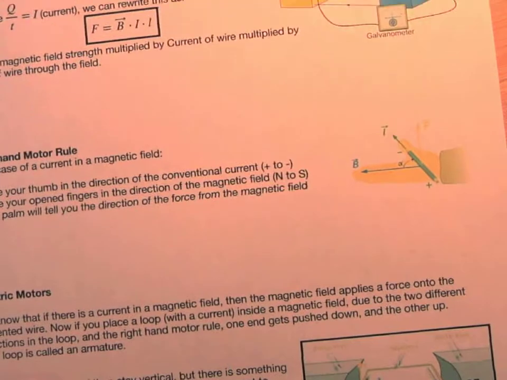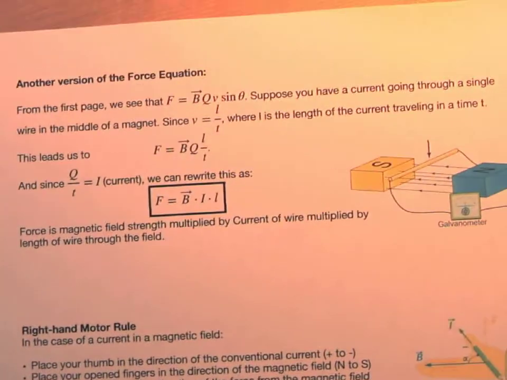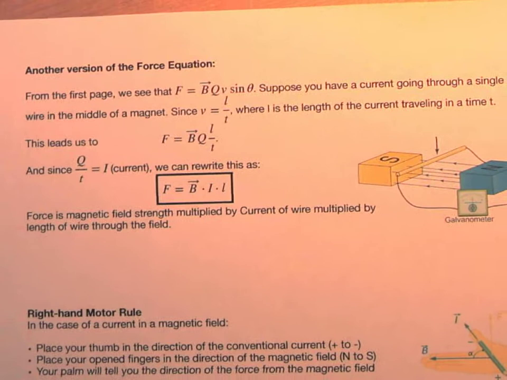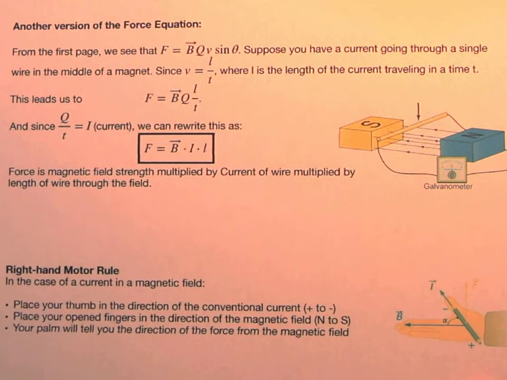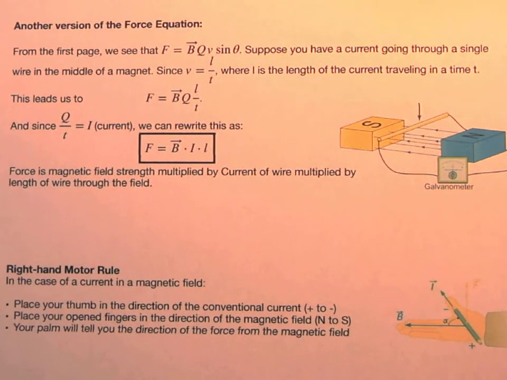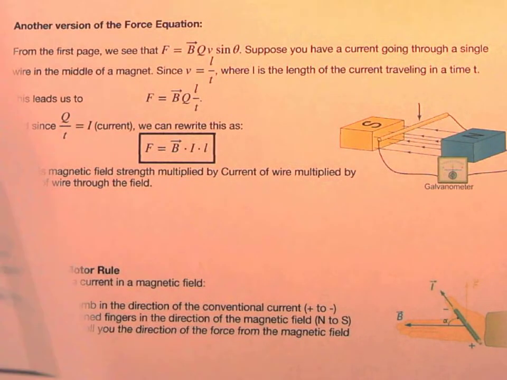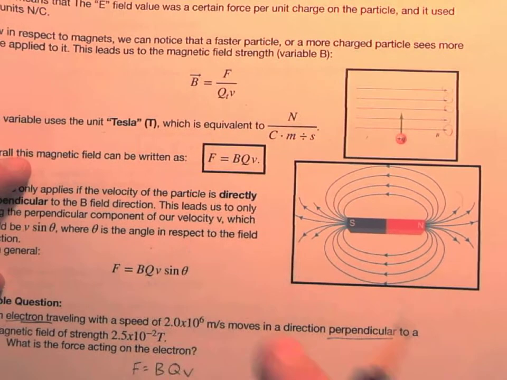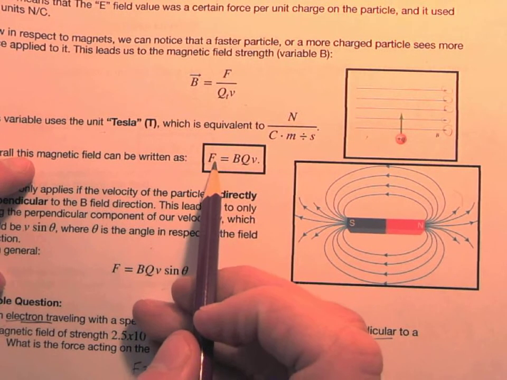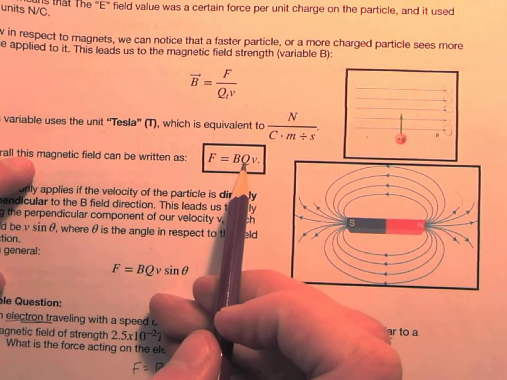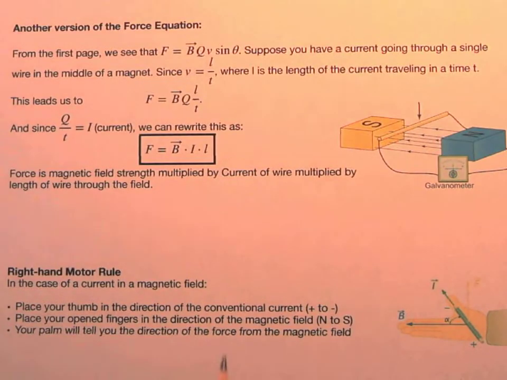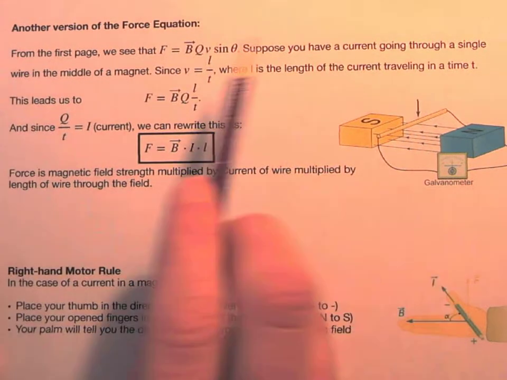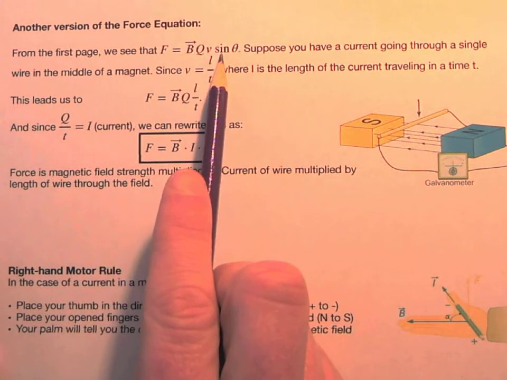Alright, so now we go on to the last page. It's really just information, but it's interesting. Another version of the force equation here. What's our first version? If we go back to our original page, force is magnetic field times the charge of the test charge times the velocity of the test charge. Well, there's another way, and from the first page we see that it's this.